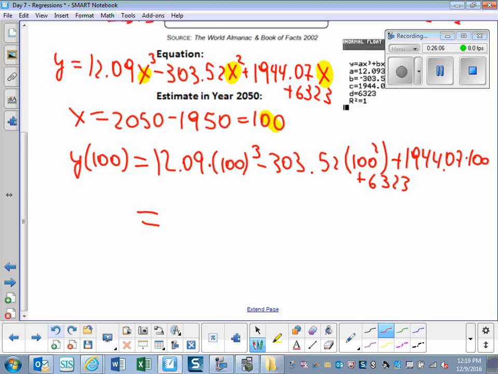What do you have, Austin? I got 9,255,555. Maybe we rounded differently. Okay, so about 9,255,529 metric tons of silver will be produced in the world if the trend continues. That's our answer.